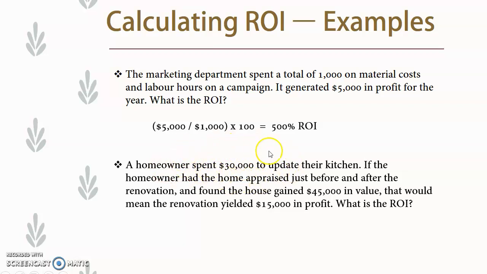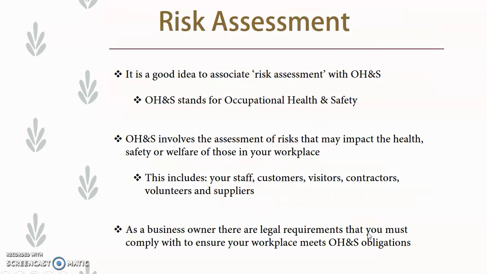The initial investment was $30,000. The value was appraised at $45,000, which means the renovation yielded $15,000 in profit. So $15,000 is your profit, but your initial investment is $30,000. Your return on investment will be calculated as $15,000 divided by $30,000 times 100, which is a 50% return on your investment. It's not very hard, it's really easy.